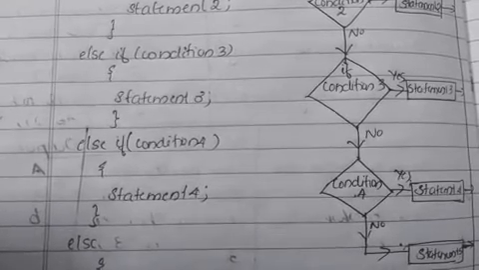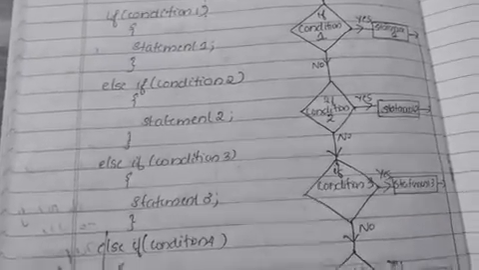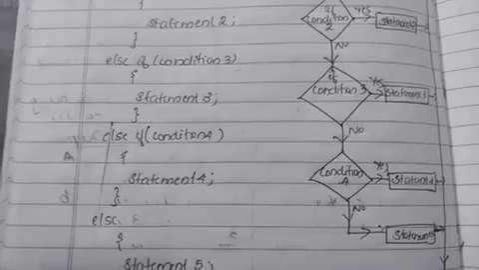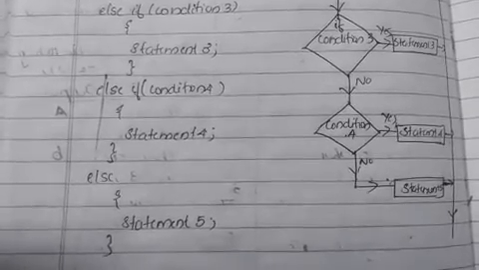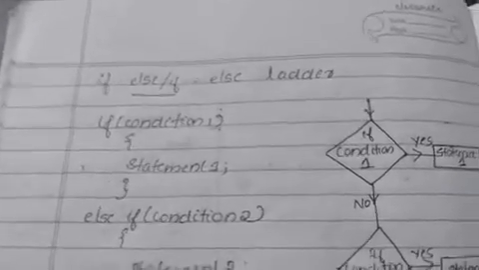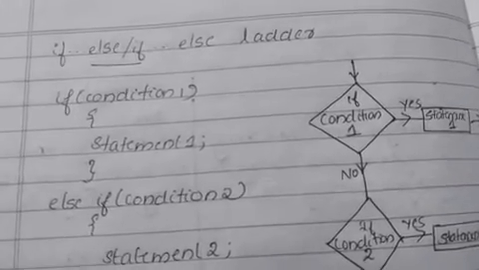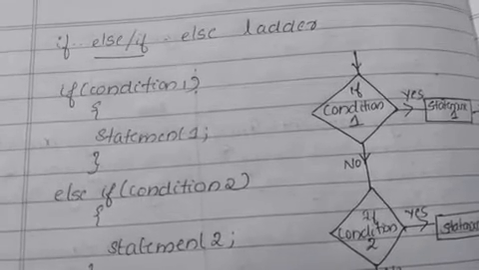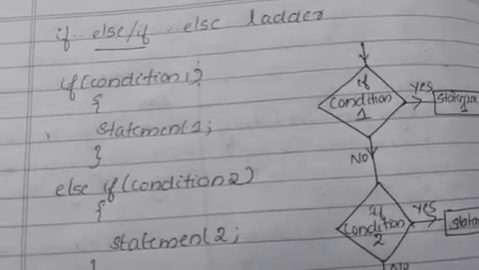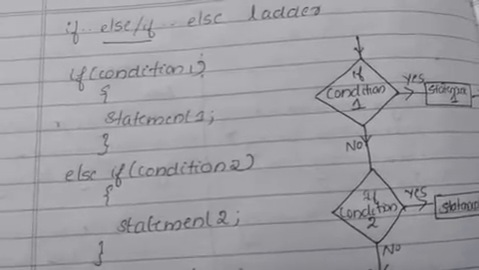So there is no more condition to be checked. Else, if all of these conditions are false, then we will move on to the else part, and the statement associated with that will be executed. So this is the if else ladder. There are multiple conditions, and if none of the conditions is satisfied, then the else part will be executed.